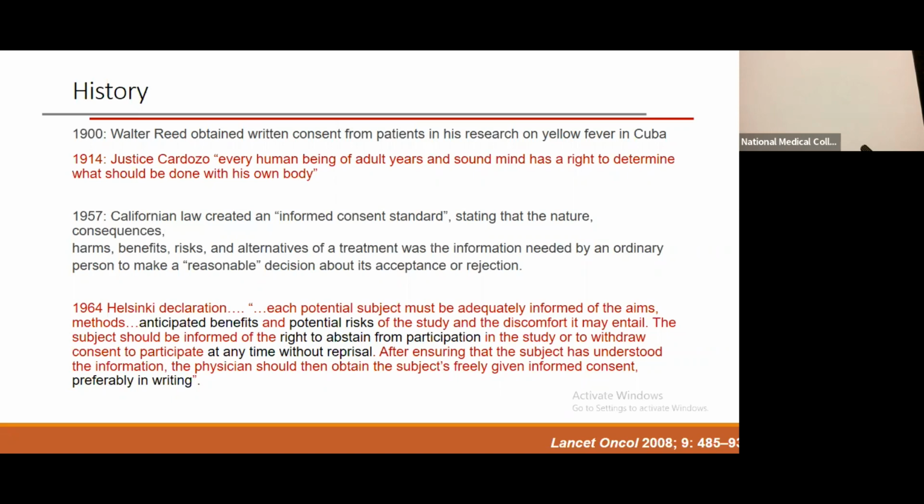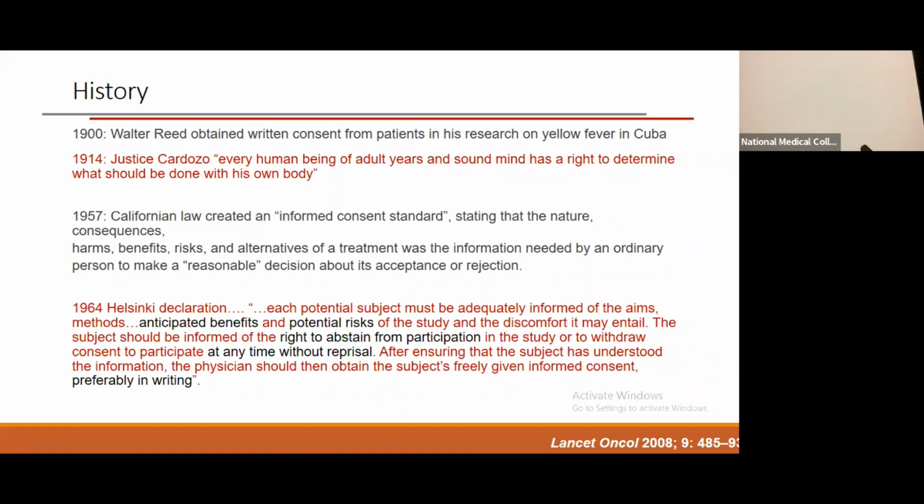Of the study and the discomfort, the subject should also be informed that they have a right to abstain. That is why all our informed consent forms say that you can choose on your own volition if you want to participate, and if you don't want to participate, that will not affect your standard of care, so that we will not be causing any harm to you. And the other thing is that after ensuring that the subject has understood the information, the physician should then obtain the subject's freely given informed consent.